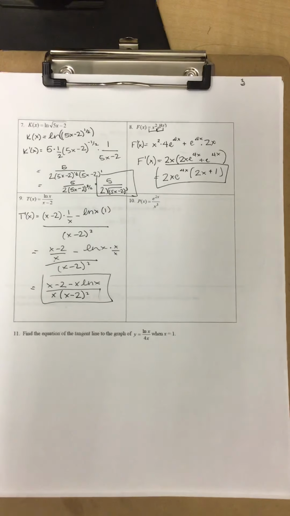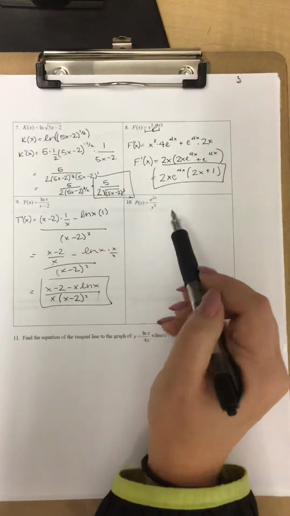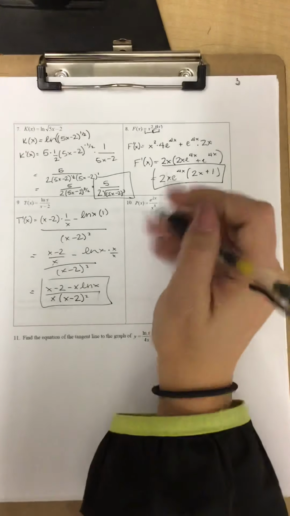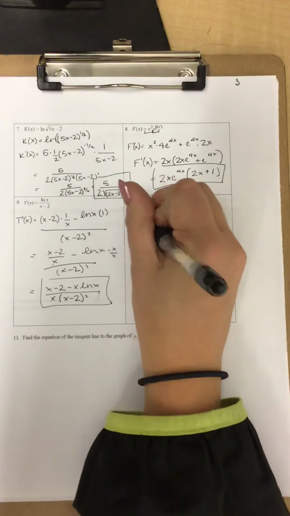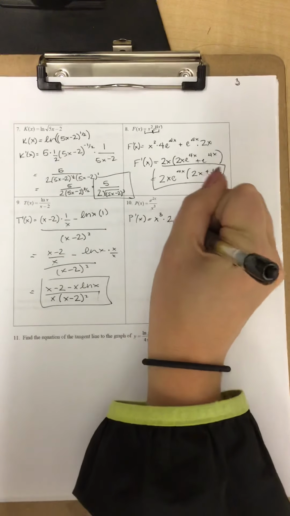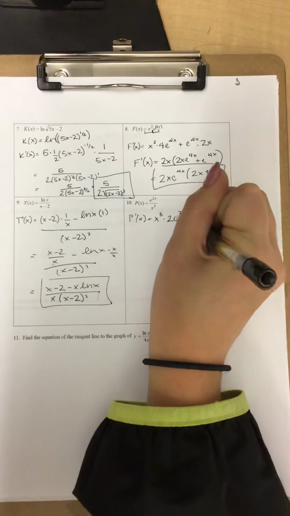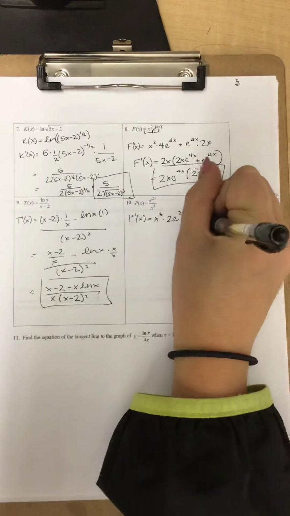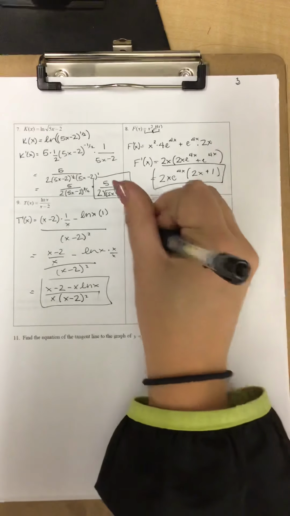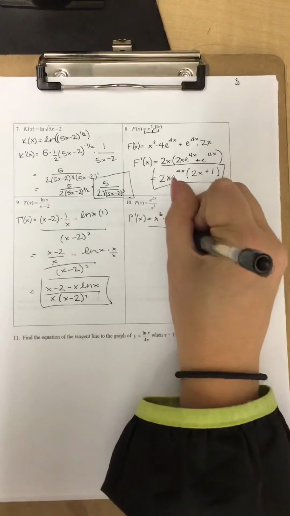Right. This one is a quotient rule, except for it's going to have a chain rule here with that 2 on the e. So we've got low d high, so 2e to the 2x, minus high d low, just power rule, over low.